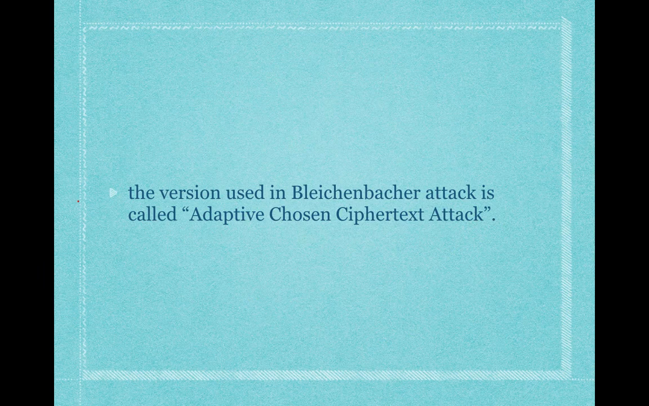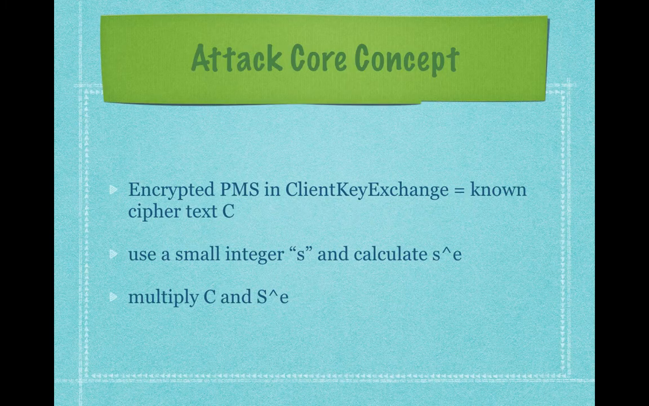So in summary, the attack used in Bleichenbacher is called adaptive chosen ciphertext attack, because after every step, when the padding oracle is succeeding, you use this knowledge to carefully create another ciphertext, and then in the next step you pass this ciphertext. So every step is based on the outcome of the previous step. That's why we call it adaptive chosen ciphertext attack. Let us look at the core concept of the attack.